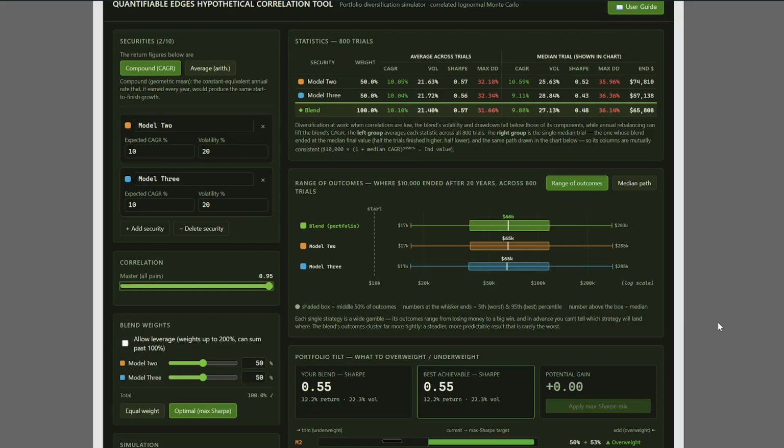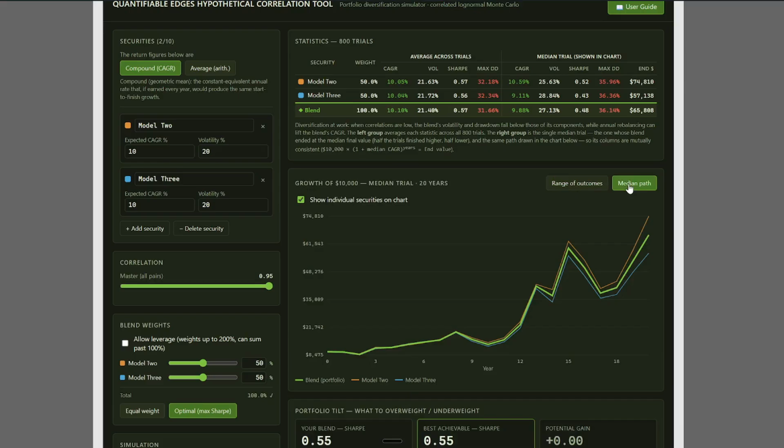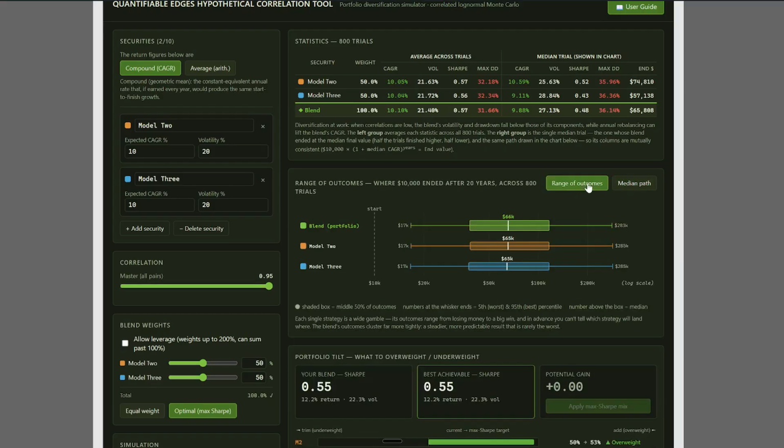Well, here's the tool. And right here, we can see, rather than choosing median path, which we had last time, I chose range of outcomes. Now, the setup is as I mentioned, but the correlation between them right now is almost 1. So what we see is that the blend is basically the same as either of the sample portfolios because of the fact that they move in lockstep.